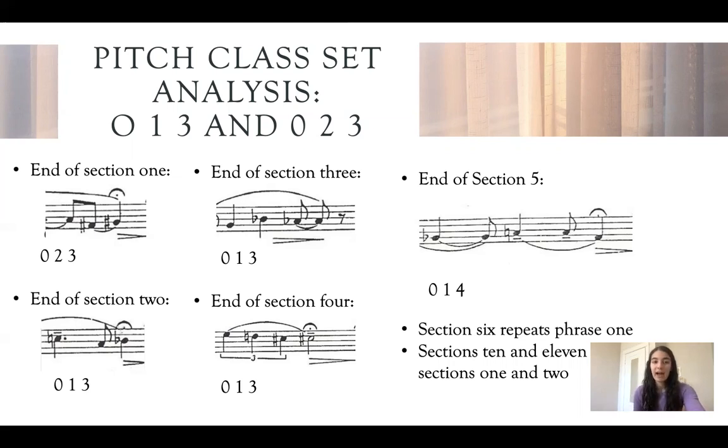At the ending of section 5, we have a similar idea, but altered to be a major third instead of a minor third, and still that same half step. So instead we get 0, 1, 4. And of course, the sections that repeat exactly as they were in their initial occurrence have the exact same pitch classes as they did the first time.